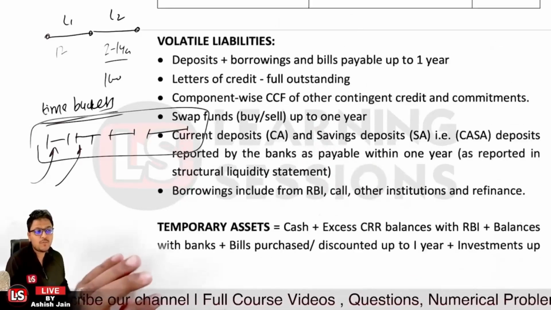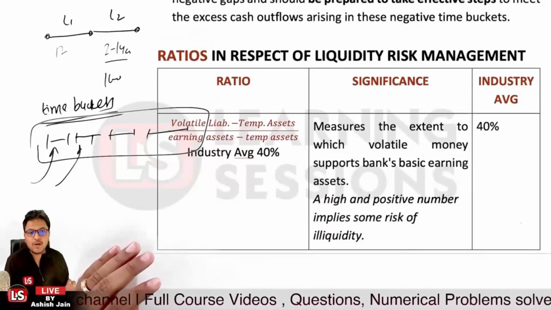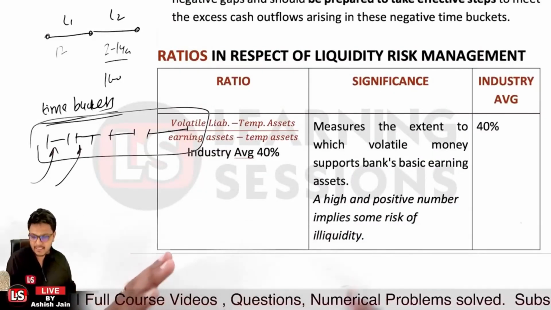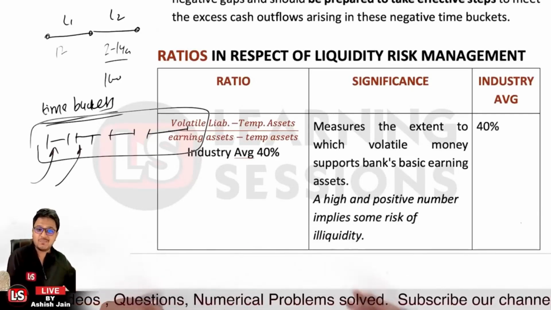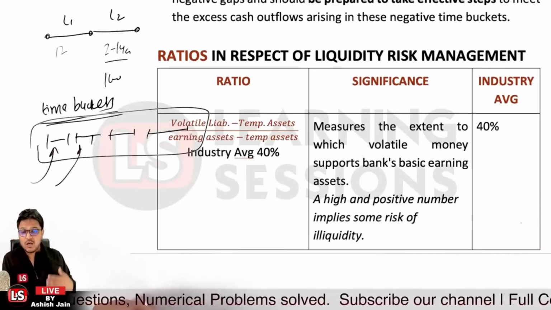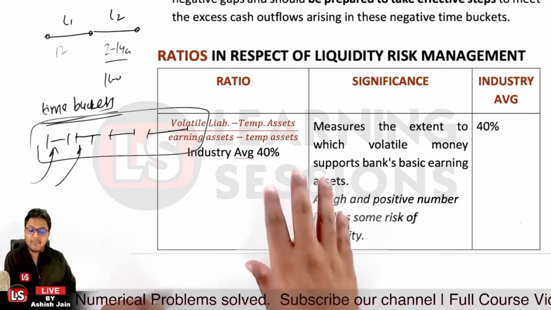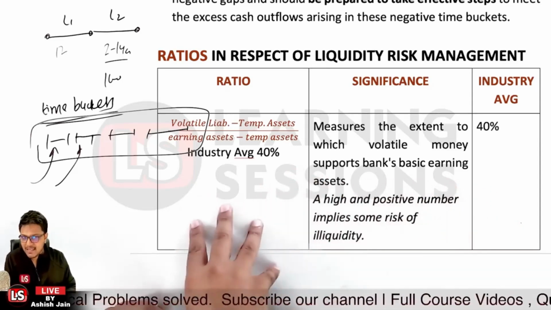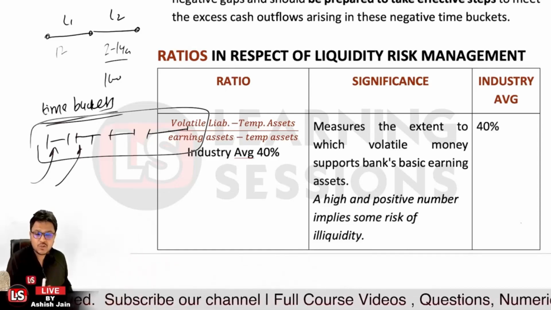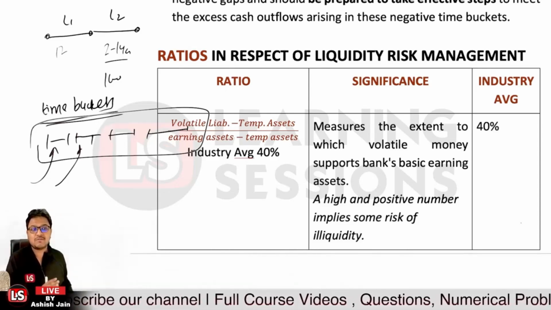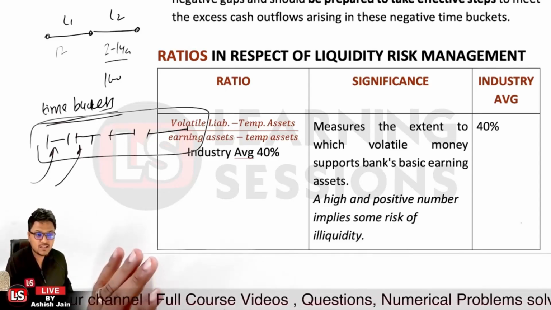Now, what was the formula? It relates to the volatile liabilities, the liabilities which are volatile. Definitely those volatile liabilities may be maturing beforehand. So it is volatile liabilities minus temporary assets, divided by earning assets minus temporary assets. That is the ratio we are concerned about, and the industry average for it is 40%.